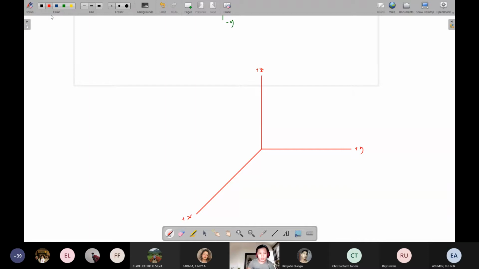Now again, as I've said, if the positive axes are placed here, of course the negative axes will be on the opposite side. So this will be the negative x-axis. This will be the negative y-axis. And of course, this will be your negative z-axis. So negative x, negative y, and negative z.